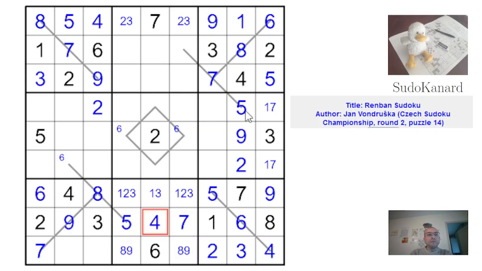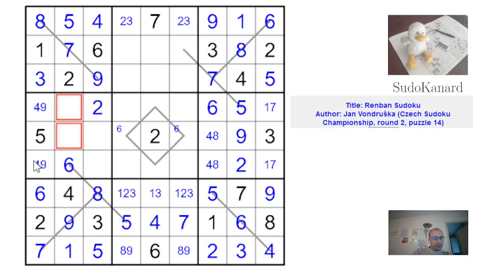So that's a 4. Here I need 1 and 5. So this is 1. This is 5. And this Renban line won't be complete without this 6, which places a 6 here. This is a 4, 8 pair. Here I need 4 and 9. Here I need 3 and 8. So this is 8 here and 3 there, which gives 4 and 8. This is 1, 7.